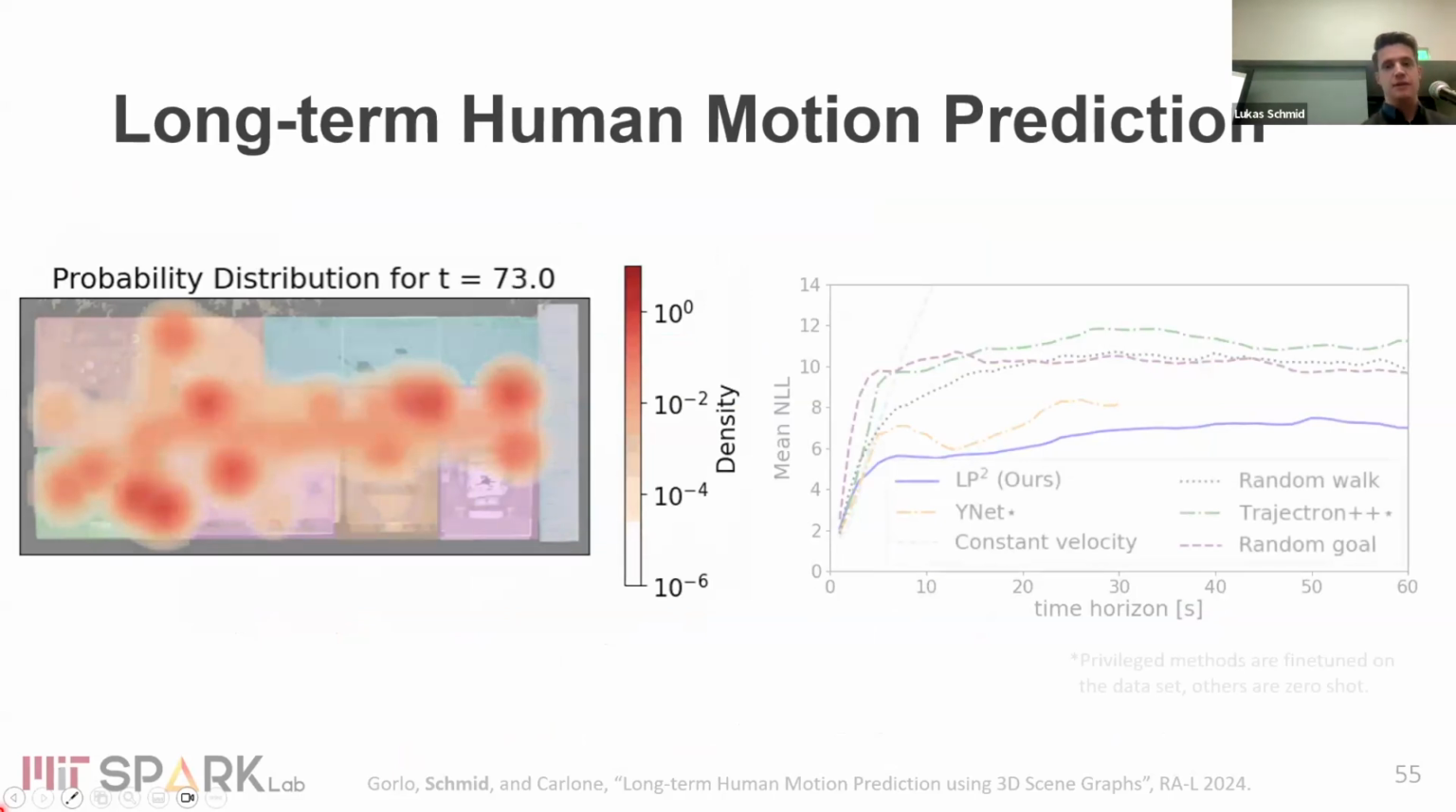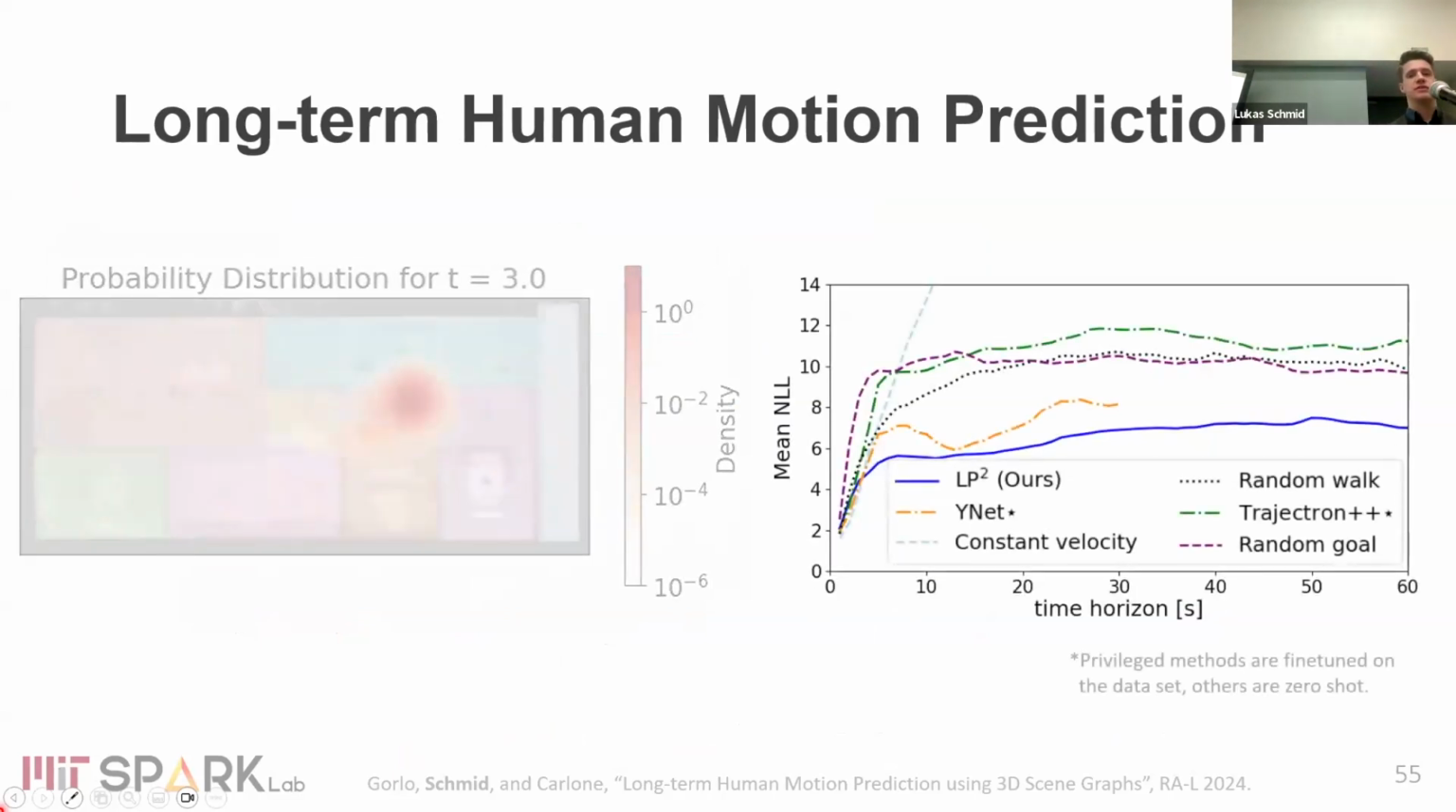Now, if we also look at quantitative results, we can see the negative log likelihood, meaning the lower the number, the more probable the true trajectory is under our distribution. So the lower, the better. And we find that our method generalizes to much, much longer time horizons than existing methods that were even trained on the relevant data, and also achieves much higher prediction performance.